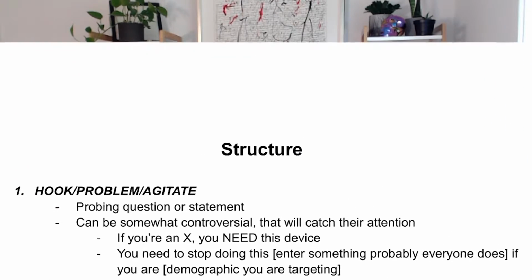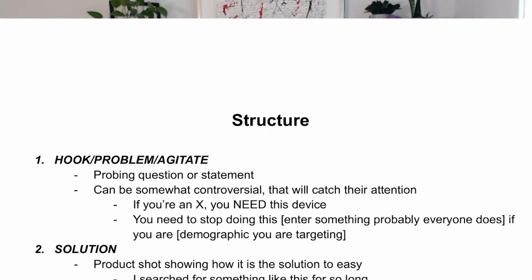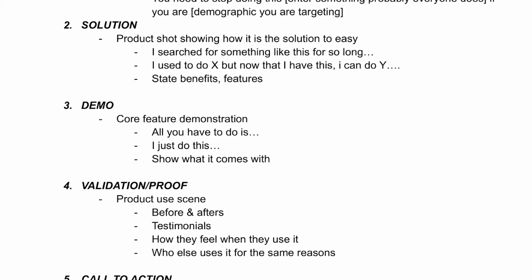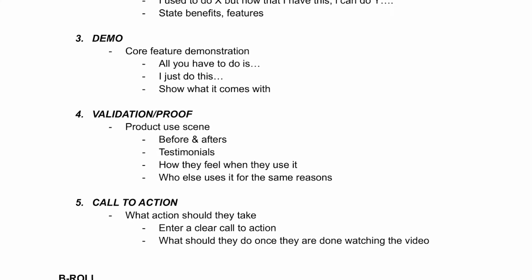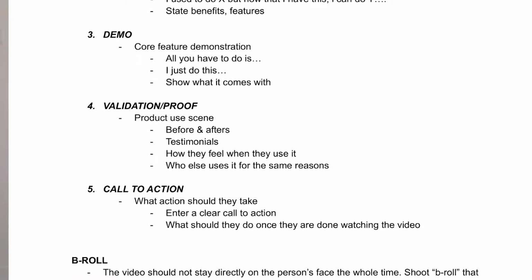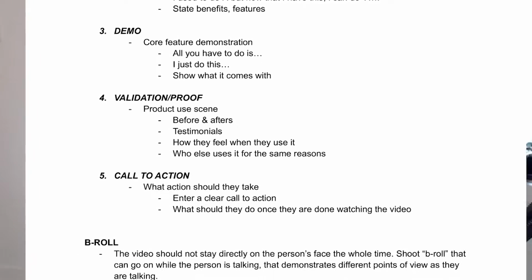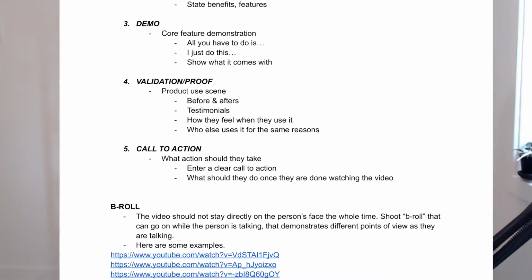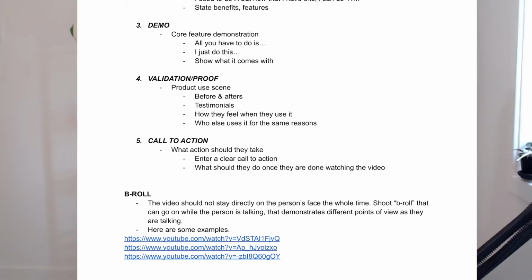Now, these guidelines, I always refer back to this sheet that I've made myself. These guidelines include 5 different points: the problem or an agitating or probing question, the solution that your product provides, a demo of the product and what it's like to actually use it, validation or proof, like before and afters, testimonials, explaining why they love it and validating how well it's worked in their life. And then a call to action.